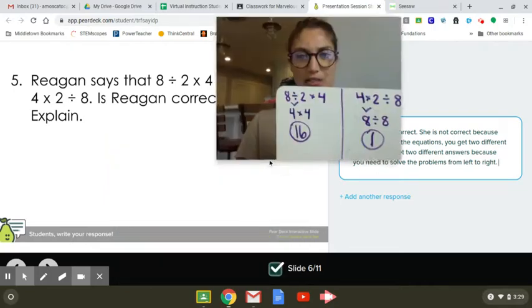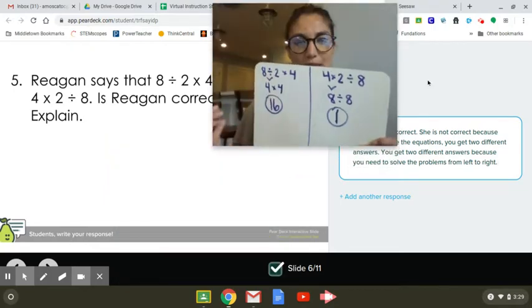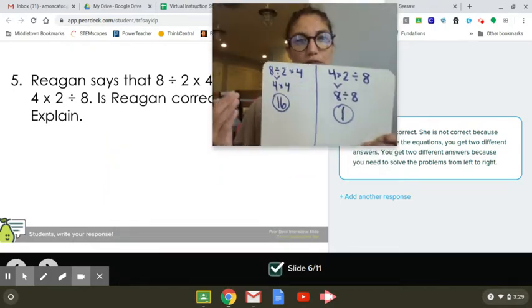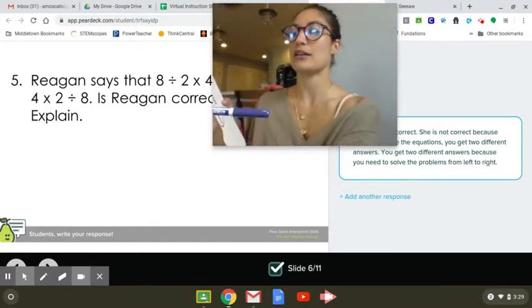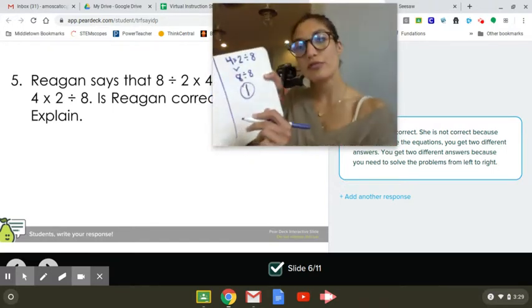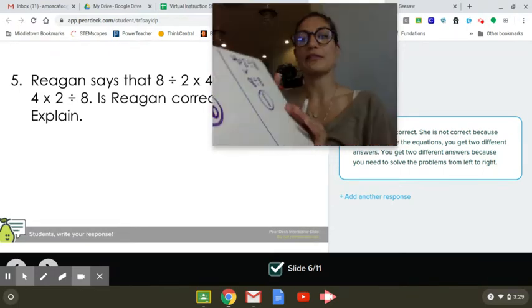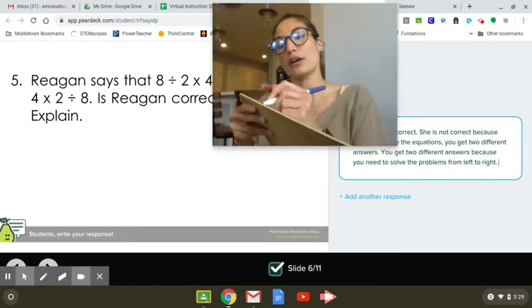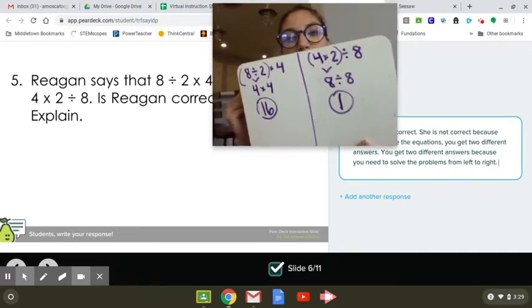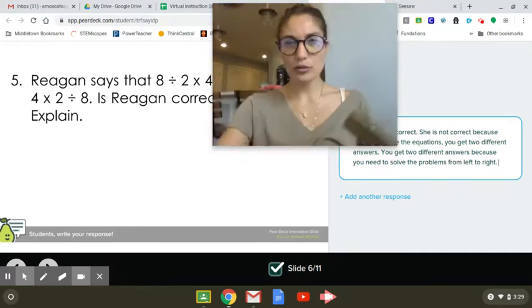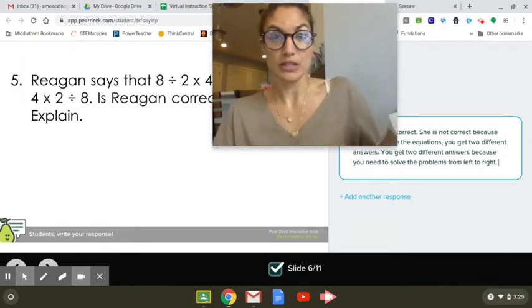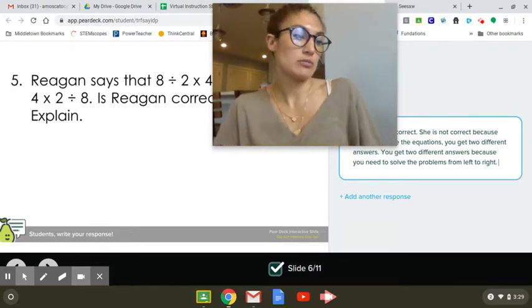My tip for you today is to try and put parentheses around what you know you need to solve first. So if I go from left to right, I know I would have had to do 8 divided by 2 first. And on this one, if I go from left to right, I know I would have to do 4 times 2 first. It helps you see it. And you can do that with regular DOES or order of operation problems too.